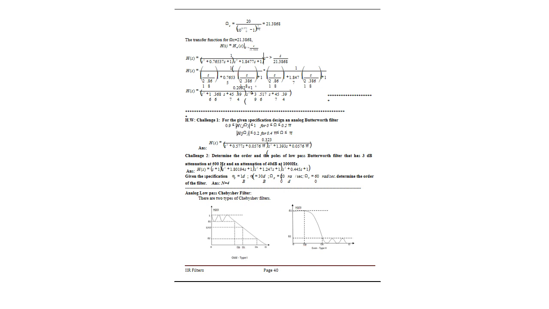So next is the analog low pass Chebyshev filter. So there are two types of Chebyshev filter. One is type 1 for odd order and another one is type 2 for even order.